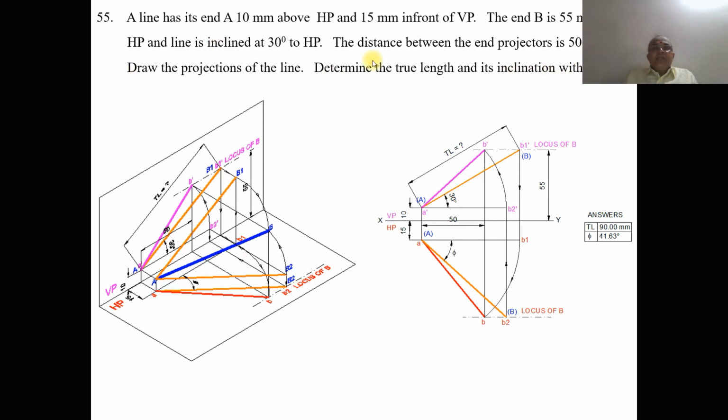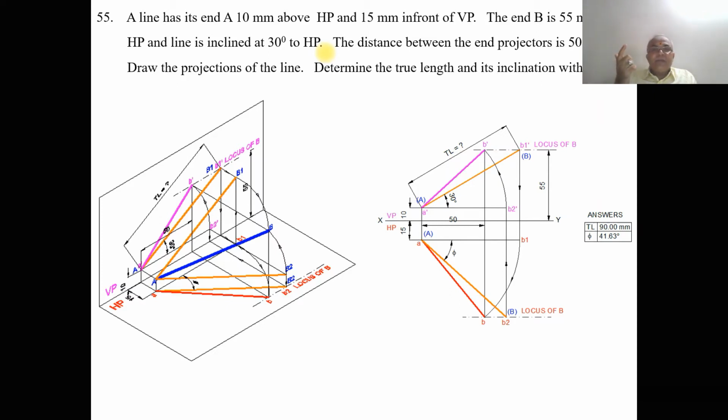As he has given the position of the end A, and the locus of end B in the front view, because end B is 55 mm above HP and the line is inclined at 30 degrees to HP, he has given the true inclination with respect to HP. Since we have the locus directly in the front view, you can directly get the true length.